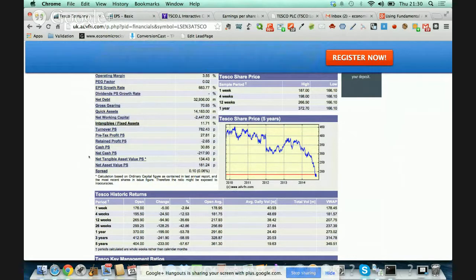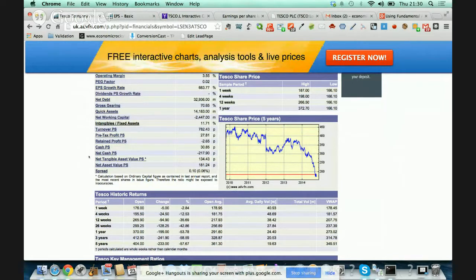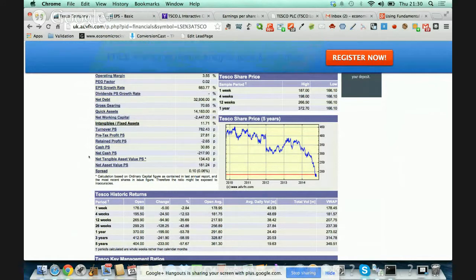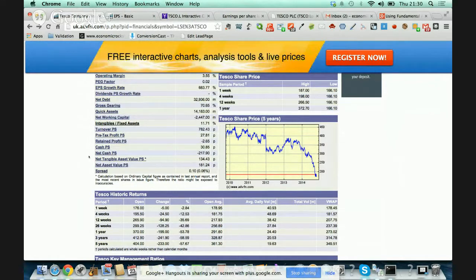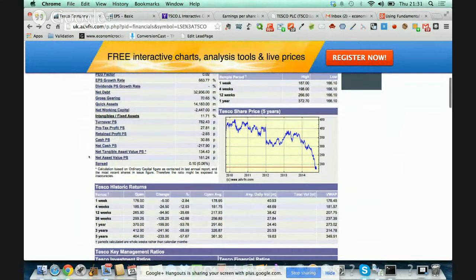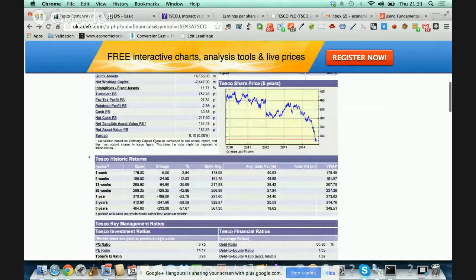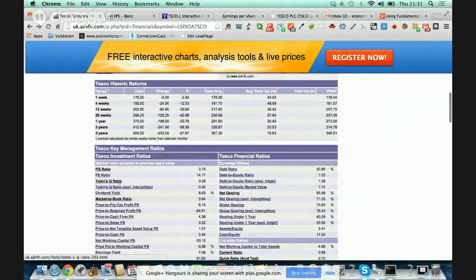And ideally, you should have a value of 1 if the value of the assets is reflected in the price that the traders actually put in for the stock. So looking at the Tobin's Q, here we are. The Tobin's Q is 0.28.